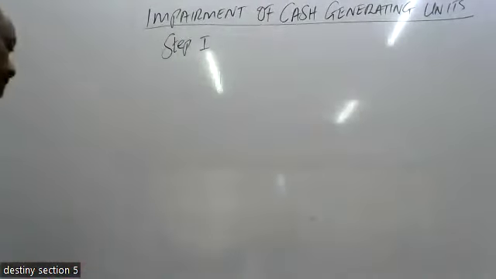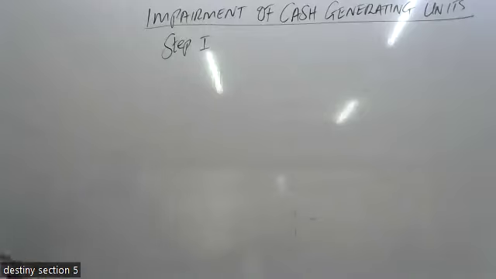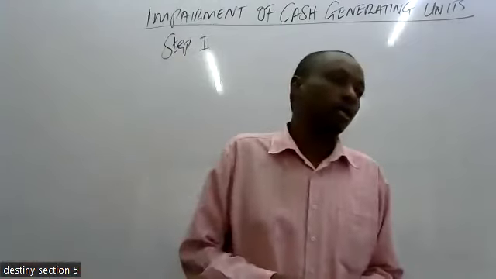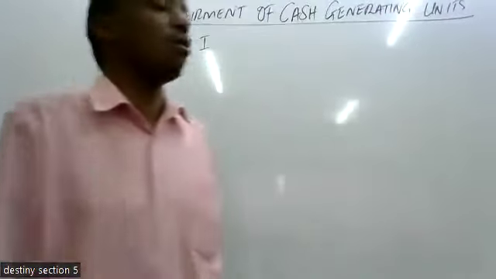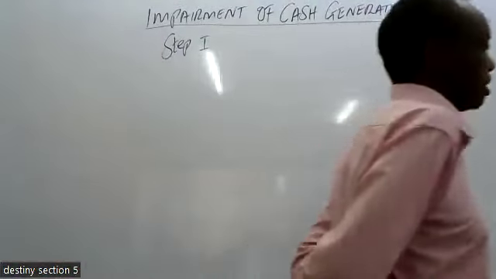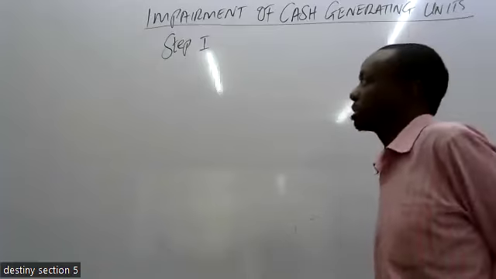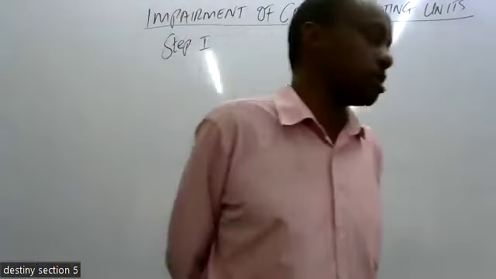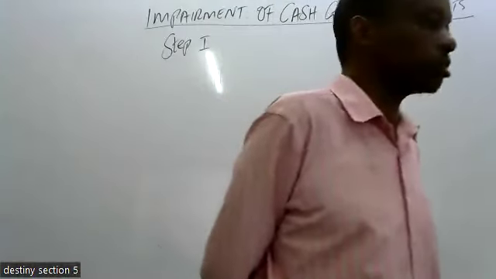Step three. Allocate the impairment loss on the basis of the carrying amounts of each CGU. Full stop.